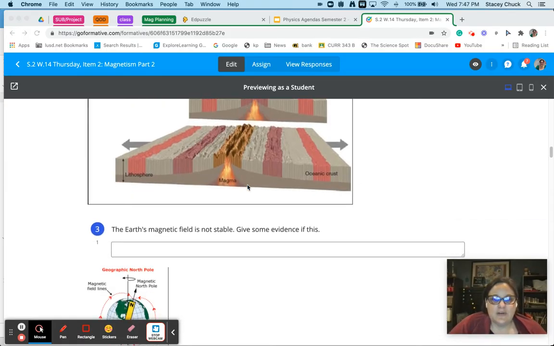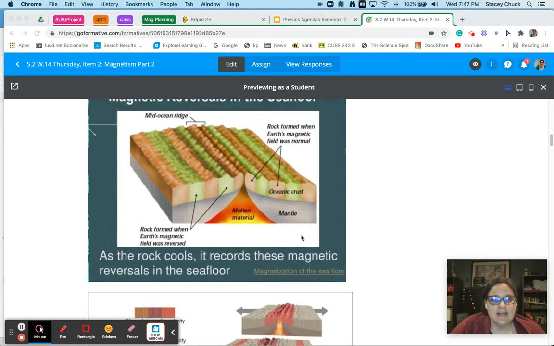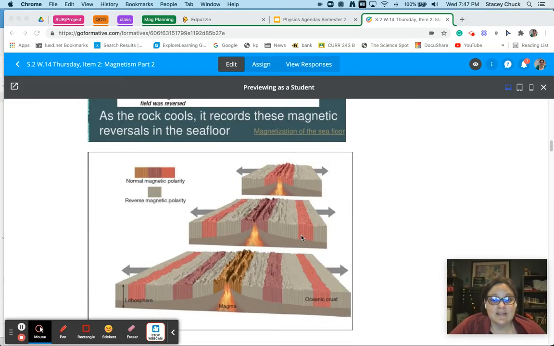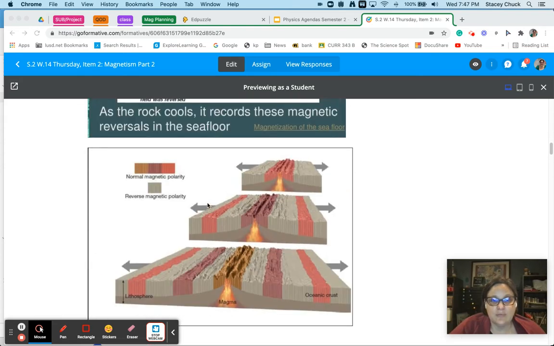The Earth's magnetic field is not stable. Give some evidence of that. So right here, this is our evidence that the magnetic field is not stable. It flip-flops back and forth every so many hundred thousand years to a million years.